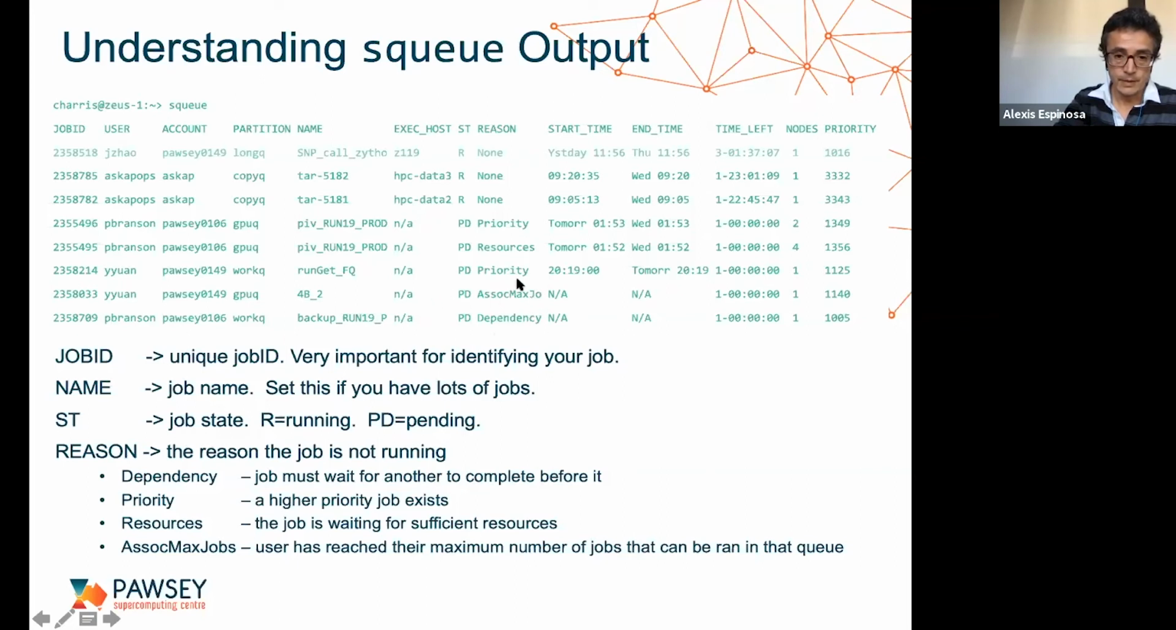This job is not running because there is a limit of jobs that can be run at the same time in that queue. So this job already reached the maximum, or this user already reached the maximum of jobs that can be run. So unless the other job's finished, this job will not be able to run. And dependency means that this job is waiting for another job to finish. So you can set that to start a job only when the other job finishes. So this one has a dependency with other jobs and it's waiting, not running.